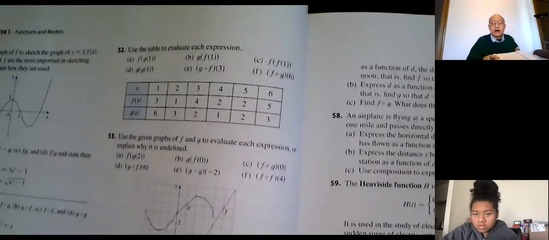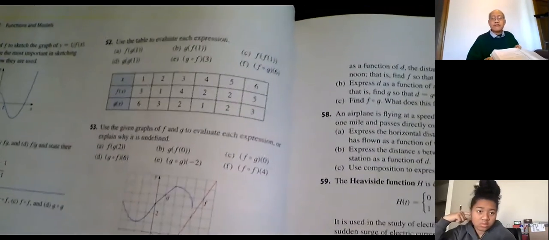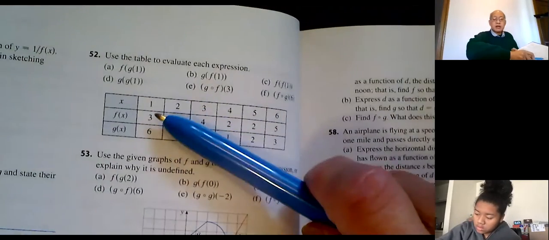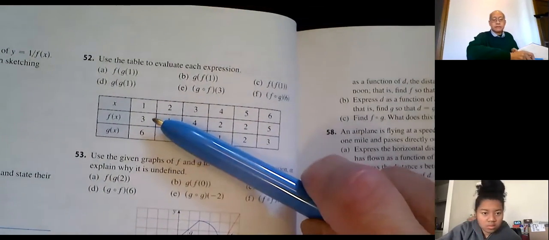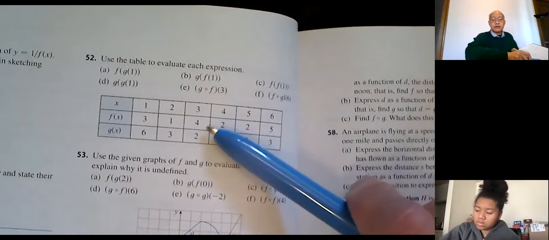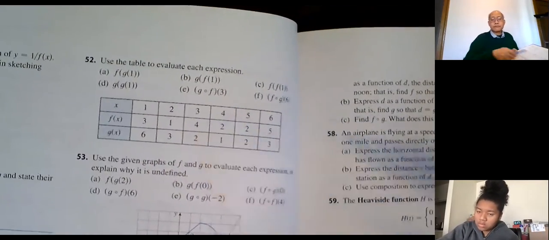C, f of f of 1. Sorry, it's still a little bit heavy. So you do f of 1 and put that back into f. So f of 1 is 3. Put that back into f. So f of 3 is 4.